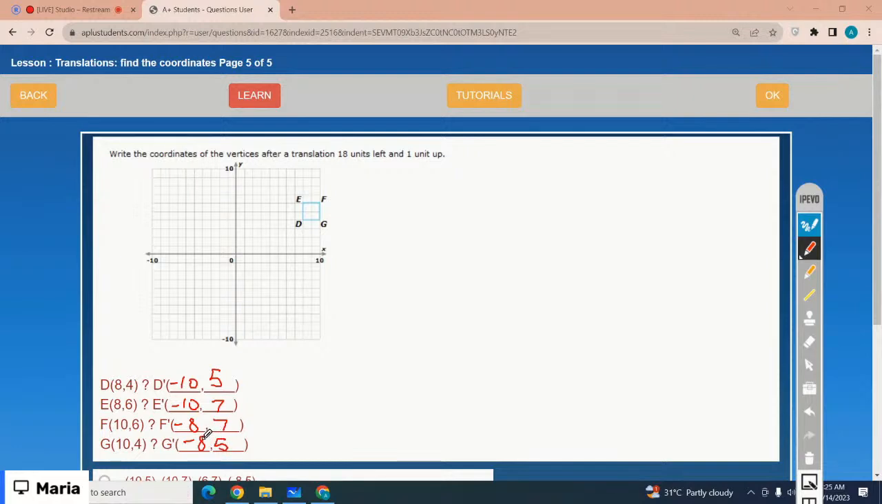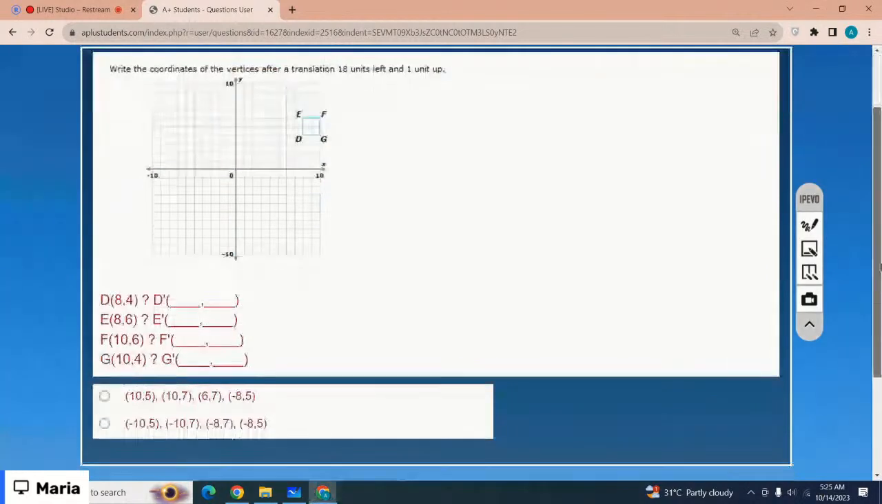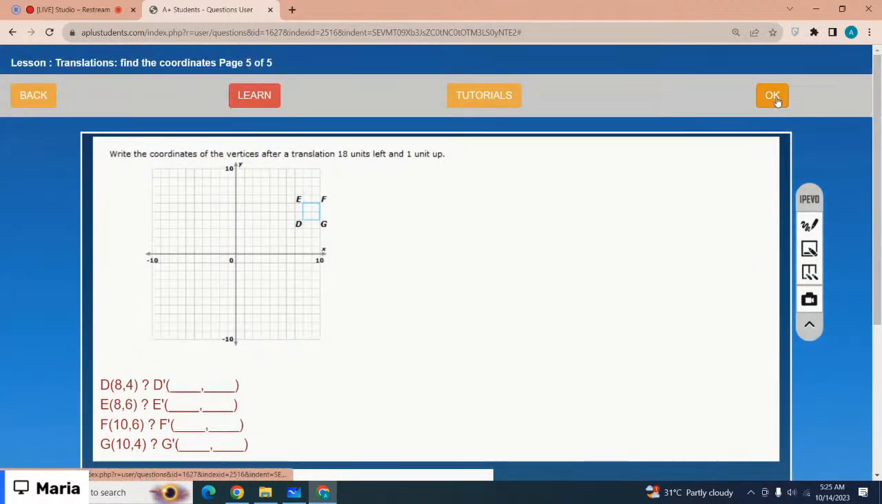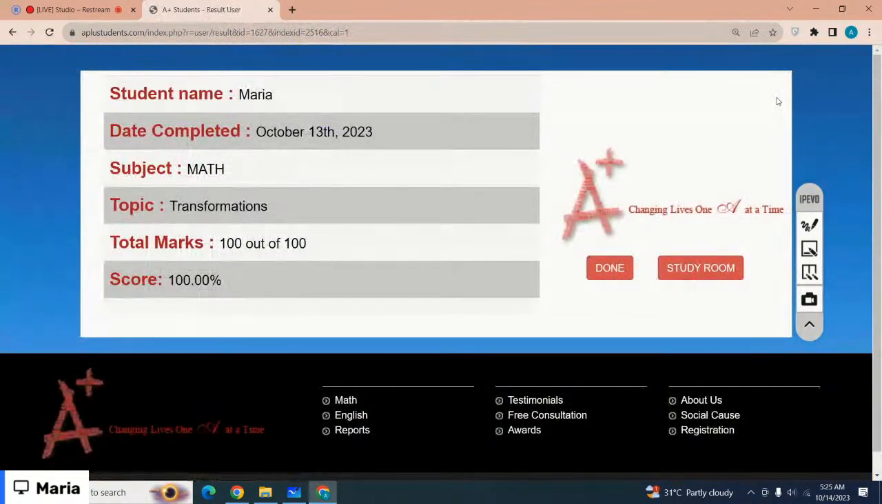So which is the new coordinates? Yes, that is. The second option is the correct one, right? Okay, we are done with the lesson. Let's just move on to the next one.